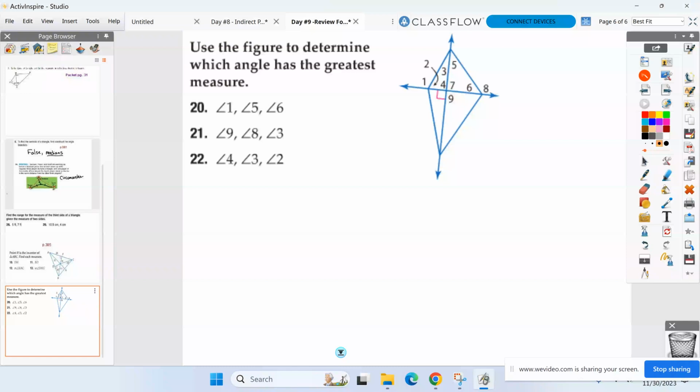Zeev, what do you think? 4. What is angle 4 first? Everyone agrees angle 4 is 90. How many degrees total in every triangle? 180. So 2 and 3 also have to add up to what? 90. So that means if 4 is already 90 and 2 and 3 add up to 90 together, 4 is going to be bigger than either one individually. Yep. All right, good job.